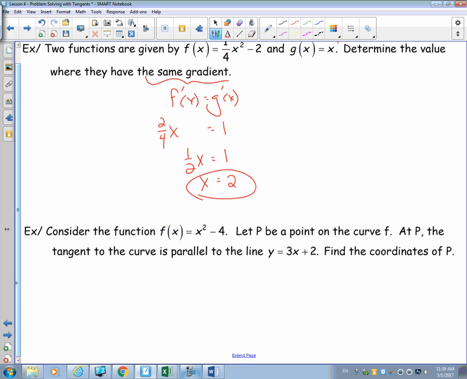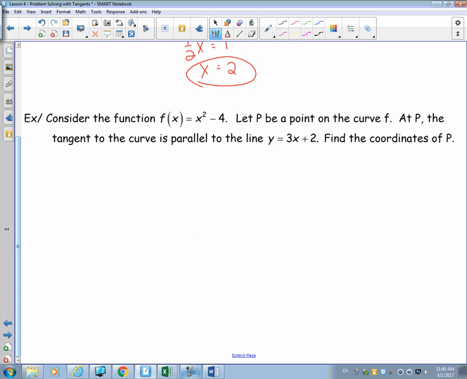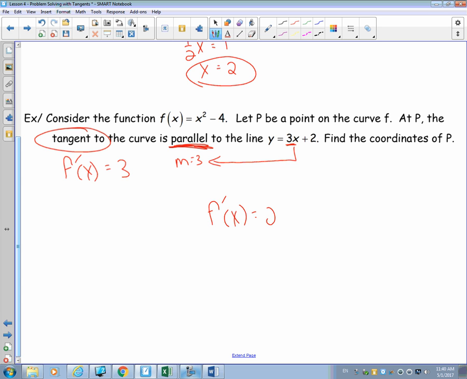And consider the next function. It's a parabola. Let P be a point on the curve. At P, the tangent to the curve is parallel to this line. Parallel means same slope. Well, same slope is 3. So I know my slope is 3. If I'm talking about tangents, I know that f prime at x has to be 3. Where does this happen? Well, my derivative is 2x. I want to know where it comes out to 3. So I've got this equation. 3 over 2 is x. In other words, x is 1.5.